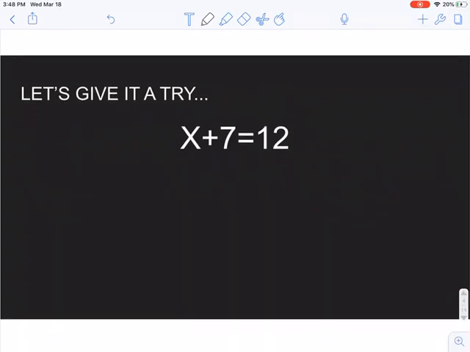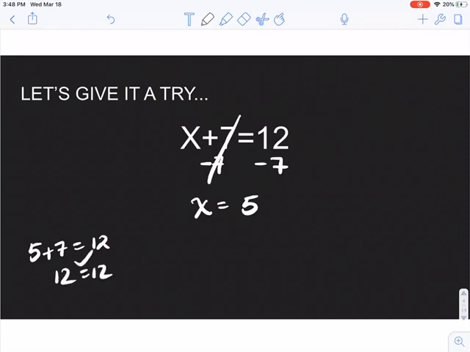Okay, so what we've seen in the video is we need to look at what's happening to the variable and then determine what operation it is and then do the opposite. So in this case, x is being added to 7. So the opposite operation from addition is subtraction. And we need to subtract the same amount. So if we subtract 7, we're going to be left with 5. You can always check your answers. 5 plus 7, does that equal 12? And in fact it does, so we've done this correctly.